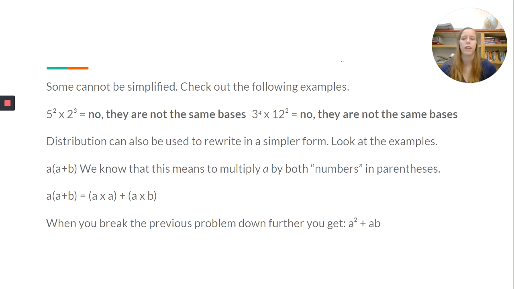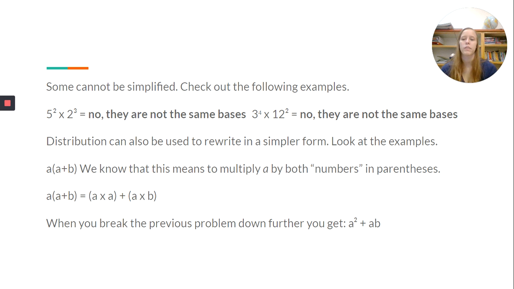So what if they can't be simplified? So 5 to the 2nd and 2 to the 3rd, they can't be simplified because the bases are not the same. Okay, same with 3 to the 4th and 12 to the 2nd.